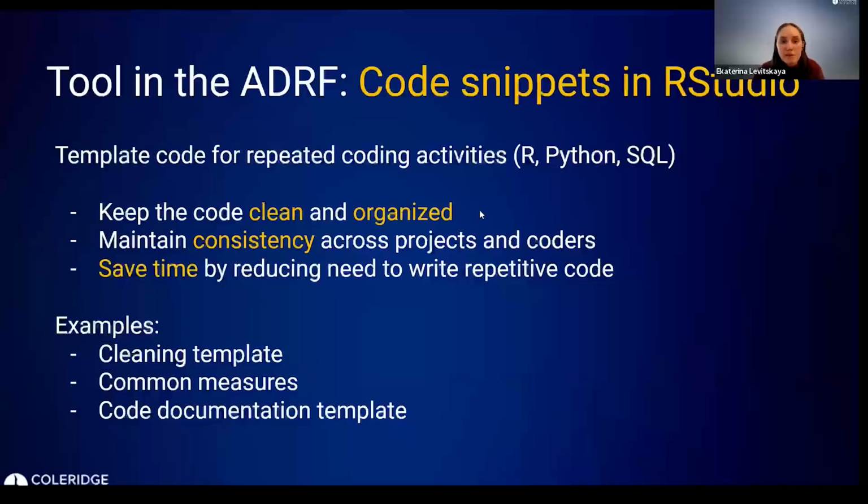Some examples of why you might want to consider using template code are, for example, if in your team you have common cleaning procedures that can be shared or something that you reuse all the time. Maybe you have common analytical measures that you also reuse and share with the team. And as well, you can maybe create a common code documentation template for everybody to use the same standards at the organization to help keep the code clean and consistent.